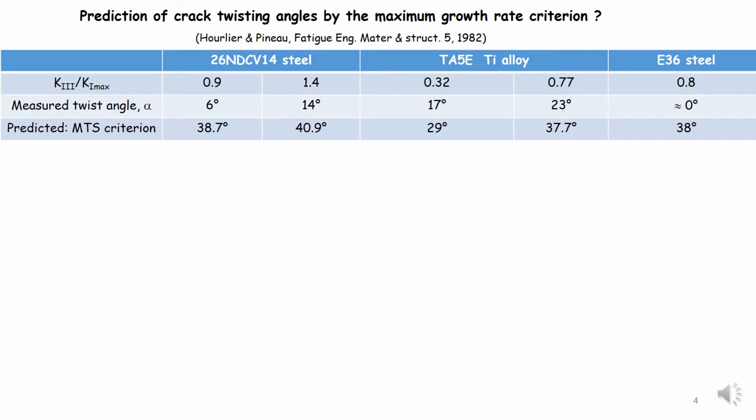Such a result was also obtained by Ourlier and Pinault in the 80s. They worked on two steels and a titanium alloy. And note that for nearly the same mode-mixity ratio K3 on K1, the twist angle is quite different in the titanium alloy and in the mild steel, which led the authors to conclude that fatigue crack paths depend on the material properties and not just on the loading parameters.